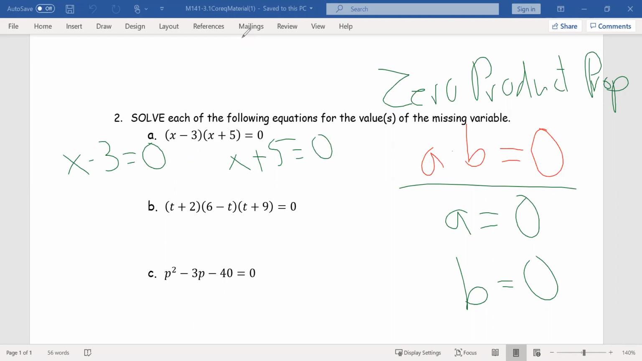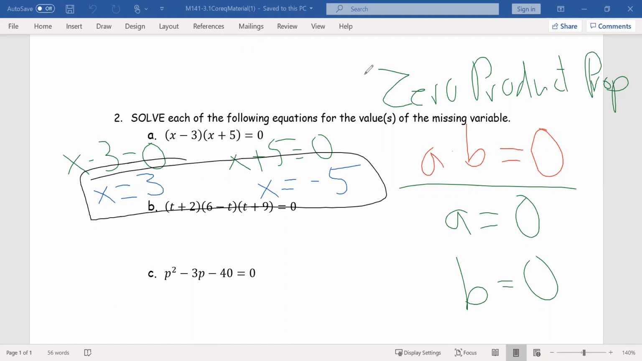Then we can solve each of those. In the first one, we add 3 to both sides and get x equals 3. In the second one, we solve x plus 5 equals 0 by subtracting 5 from both sides, which gives us x equals negative 5. So our answers here are x equals 3 or x equals negative 5. Now we don't know which one it is. It could be one of those. So those are both possible solutions for this problem.